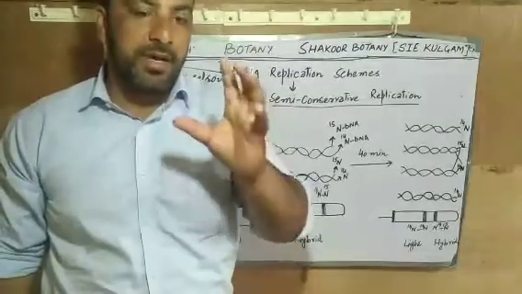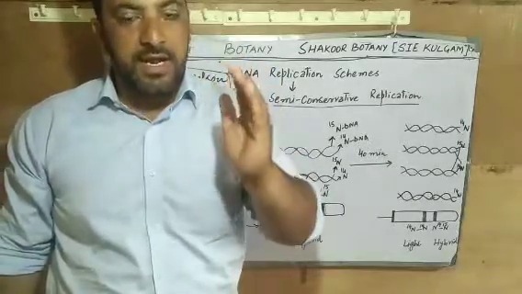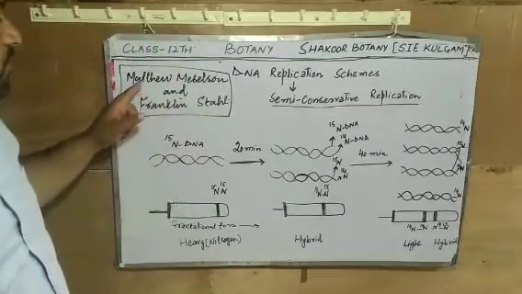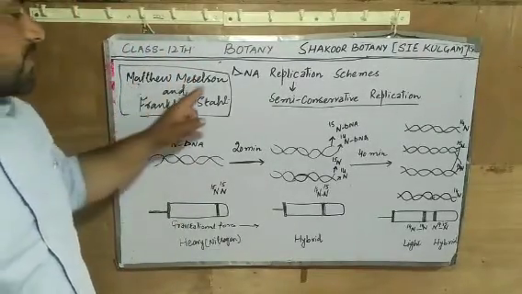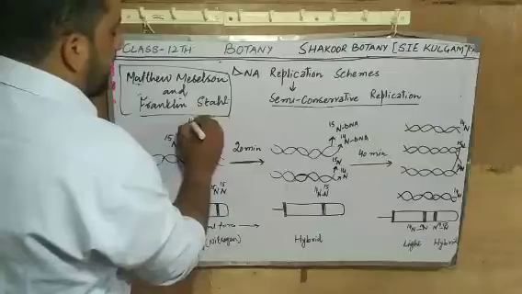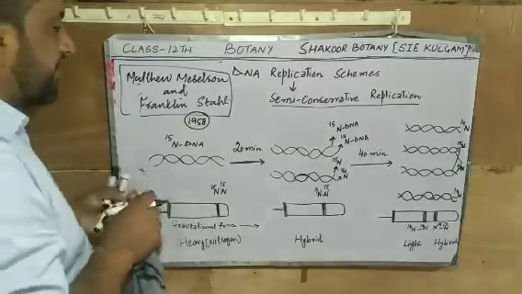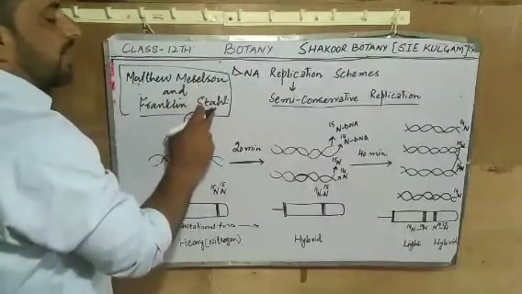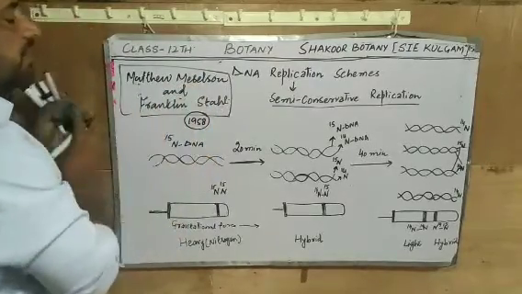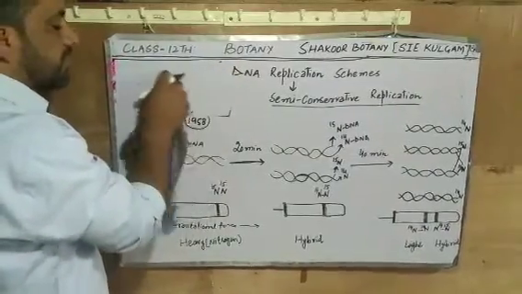Semi-conservative mode of replication was later on verified experimentally by a number of scientists, and a clever experiment in case of prokaryotes, in case of Escherichia coli, was done by two scientists. One is Matthew Meselson and another is Franklin Stahl. They did their experiment in the year 1958. This experiment is commonly called the Meselson and Stahl experiment for semi-conservative mode of replication in case of prokaryotes.